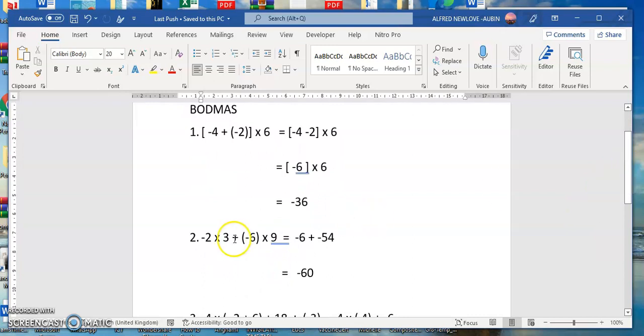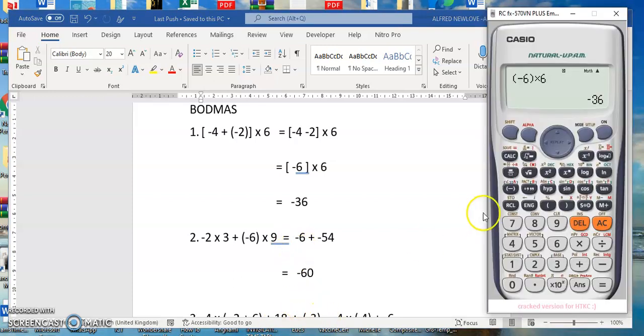Our next question says we should solve this one: -2 times 3 plus -6 times 9. If you consider our BODMAS, bracket, this is our bracket, times 9. Of means what? Times. So we can deal with the times as well. So let's deal with the times. -2 times 3 gives us 6. Let's use our calculator and see.